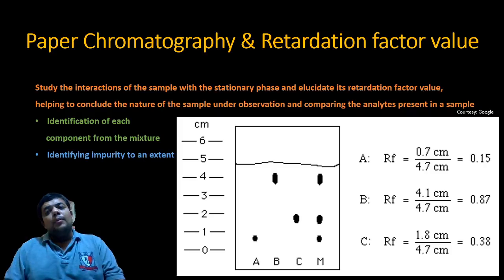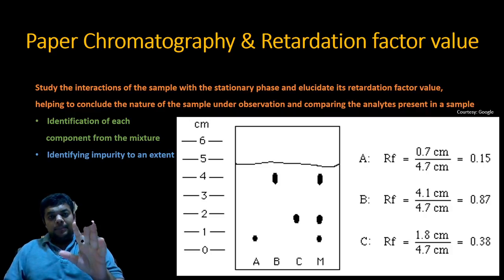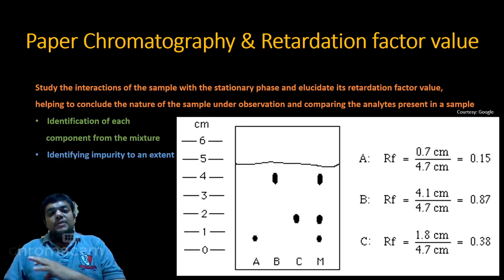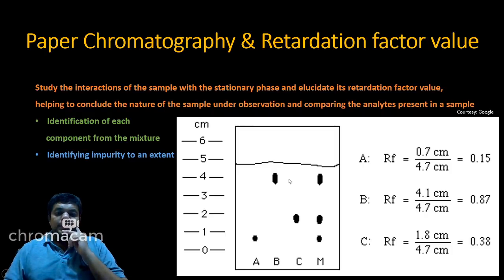First one, paper chromatography and the retardation factor values. Over here, study the interaction of the sample with the stationary phase, which is fundamentally a paper made up of cellulose, and elucidate its retardation factor value, helping to conclude the nature of a sample under observation and comparing the analytes present in the sample. If you look over here, I have three samples, sample A, sample B, and sample C. And sample M stands for the mixture of all three.